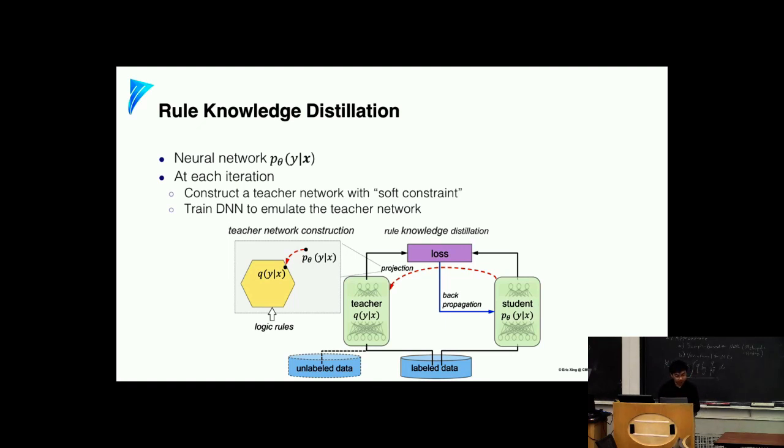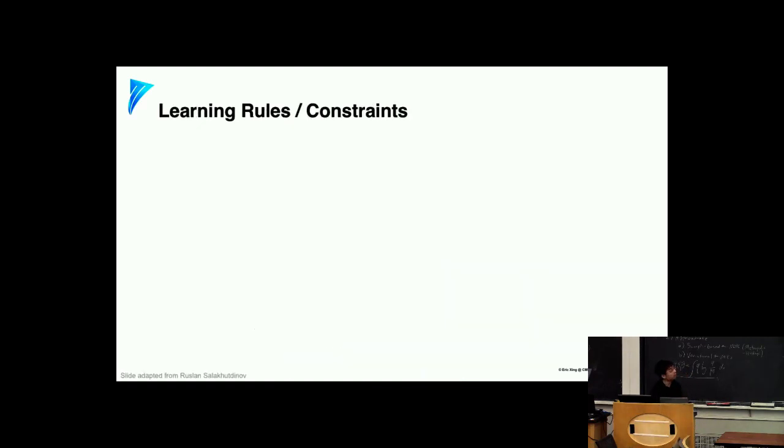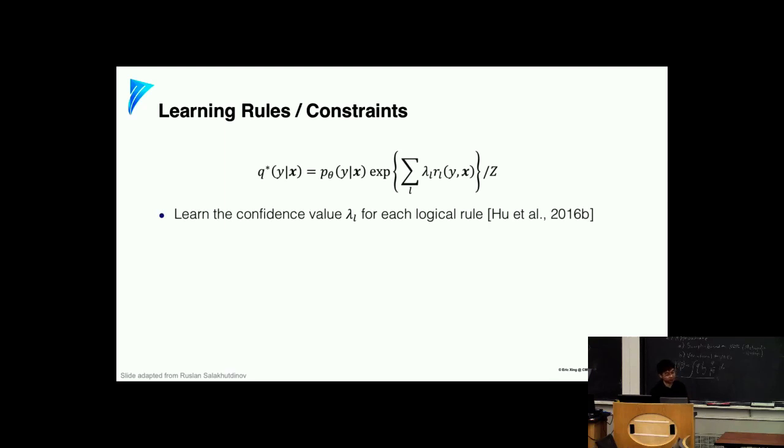But in practice, the logical rules can be not that correct. Maybe some of these rules are wrong, and maybe some rules are not applicable to some data sets or to some data points. So ideally, can we learn a confidence value for each of these logical rules, which weights these different rules so that we can pick the most important or most correct rules to improve performance?